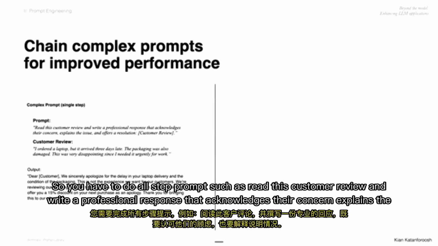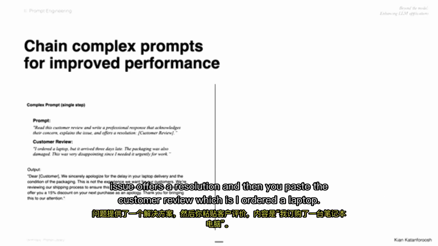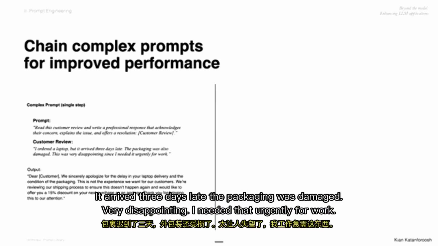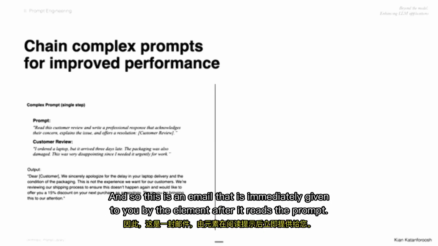You take a single step prompt, such as read this customer review and write a professional response that acknowledges their concern, explains the issue, offers a resolution, and then you paste the customer review, which is, I ordered a laptop, it arrived 3 days late, the packaging was damaged, very disappointing, I needed that urgently for work. And then the output is an email that is immediately given to you by the LLM after it reads the prompt.